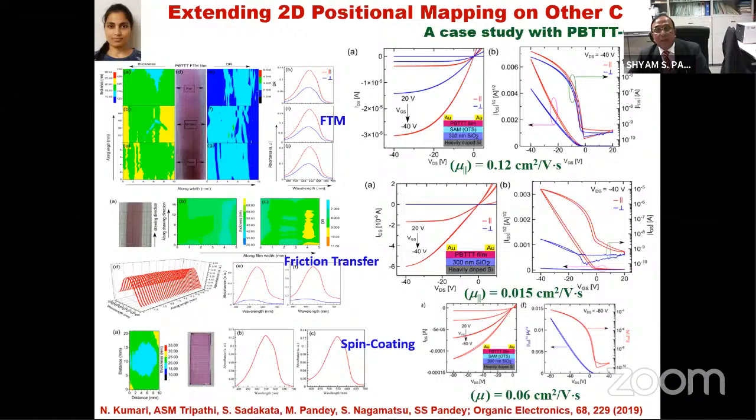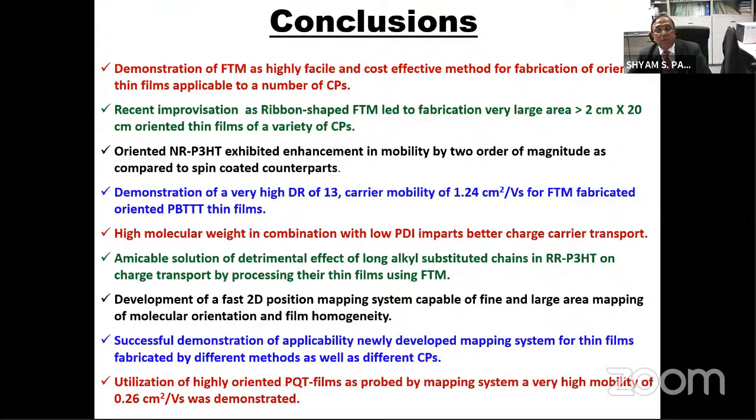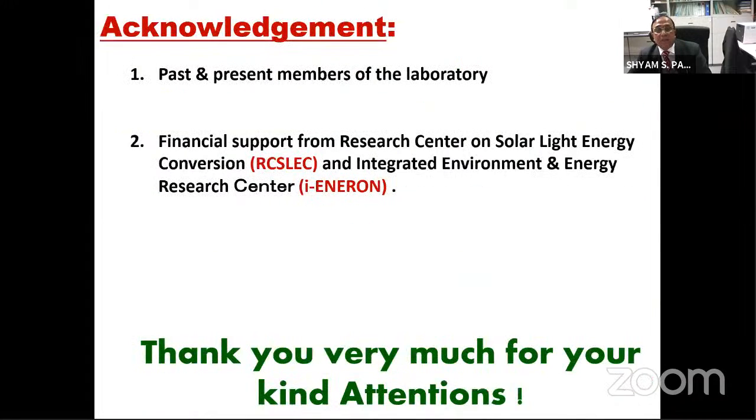We use this method to map the orientation and thickness uniformity of thin films made by different methods, FTM, friction transfer, and spin coating. And we proved and demonstrated its versatility. Finally, I would like to conclude my talk on these conclusions, acknowledge present and past members of my lab and financial support, and you all for your kind attention.